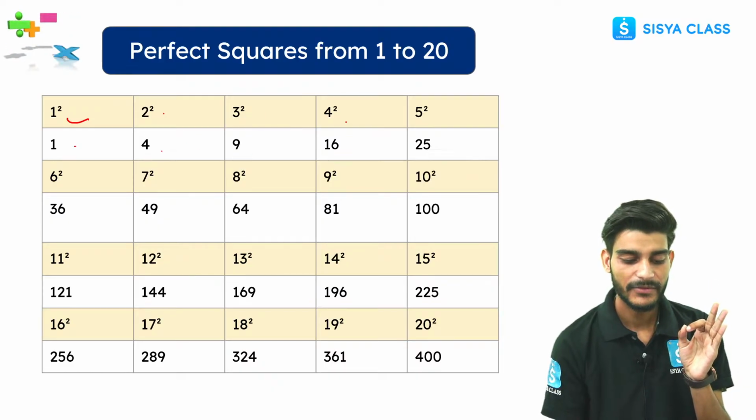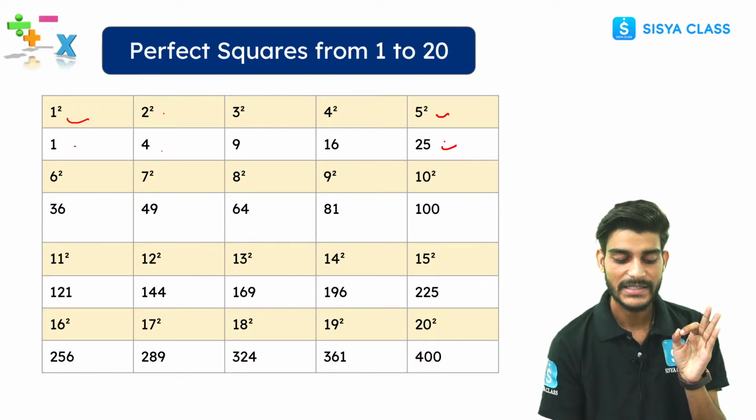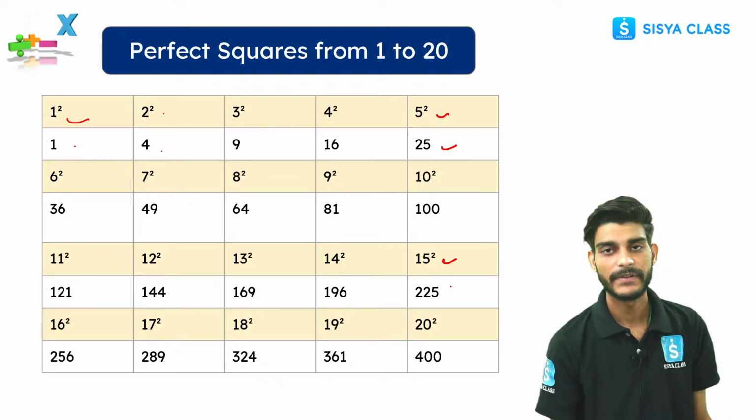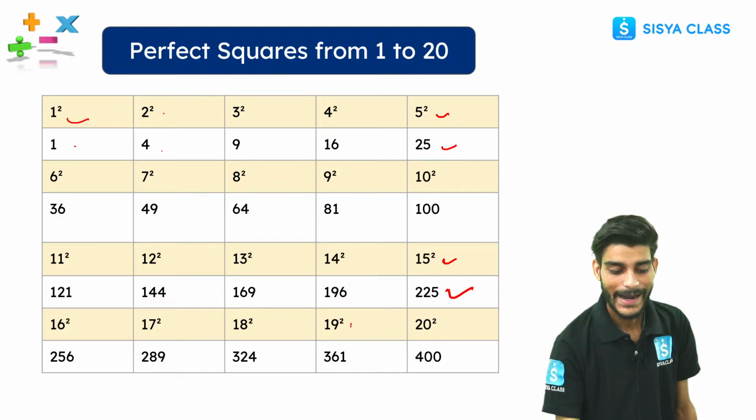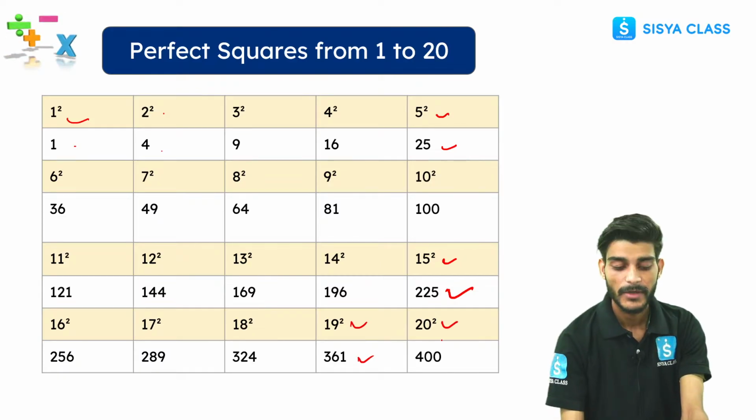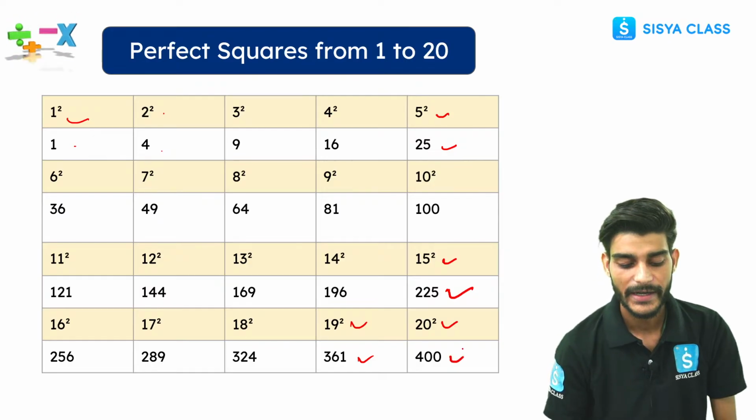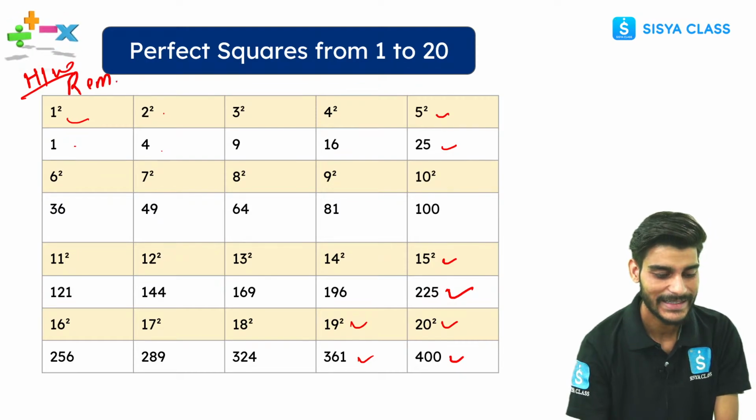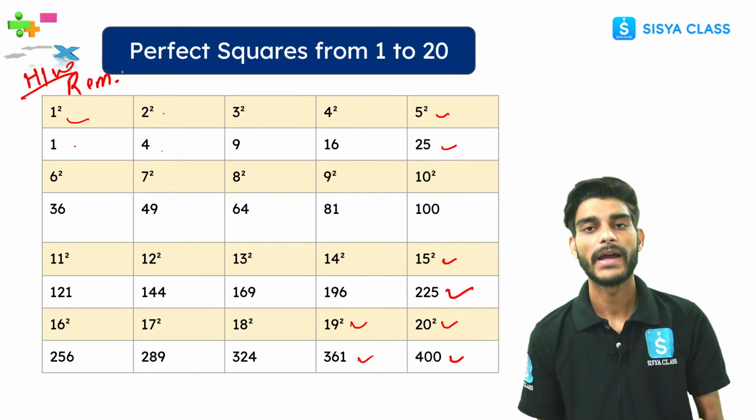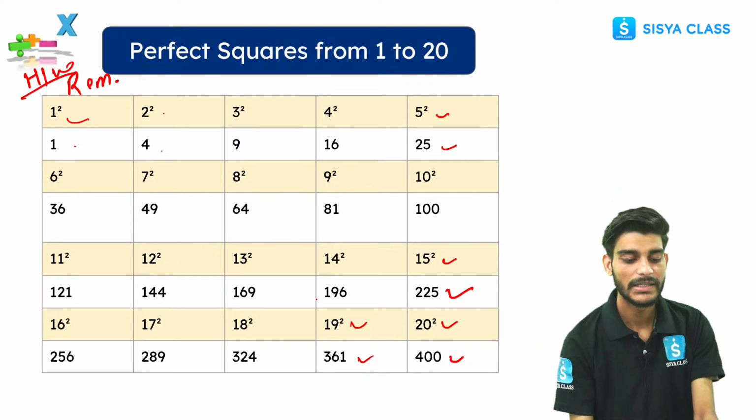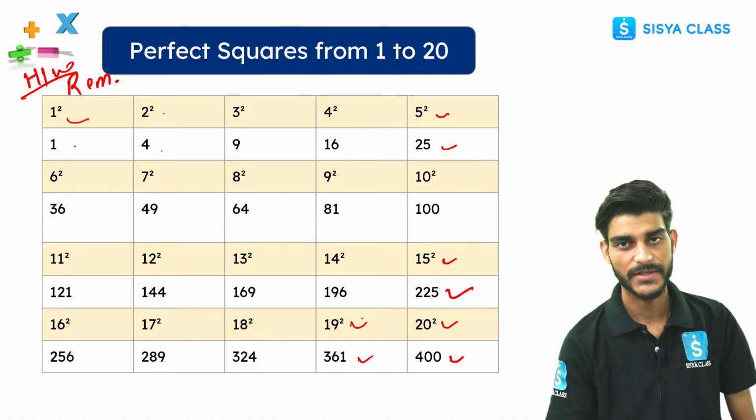For 3 it is 9. For 4 it is 16. For 5 it is 25. In the same way, for 15, if you multiply with 15 again, you will get 225. For 19, if you multiply with 19, you will get 361. For 20, if you multiply with 20, you will get 400. So just remember, this is your homework and you have to remember this table. At least remember the squares till 20, so that the questions will be easy for you. Why? Because we will use this again and again in the upcoming questions.